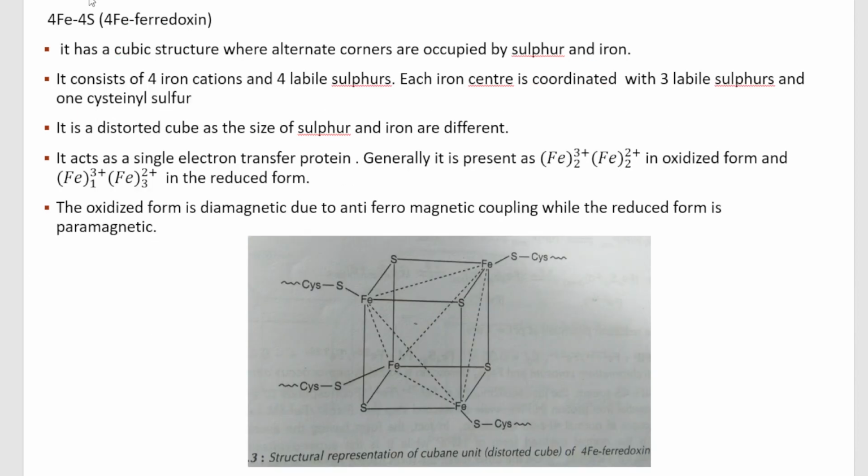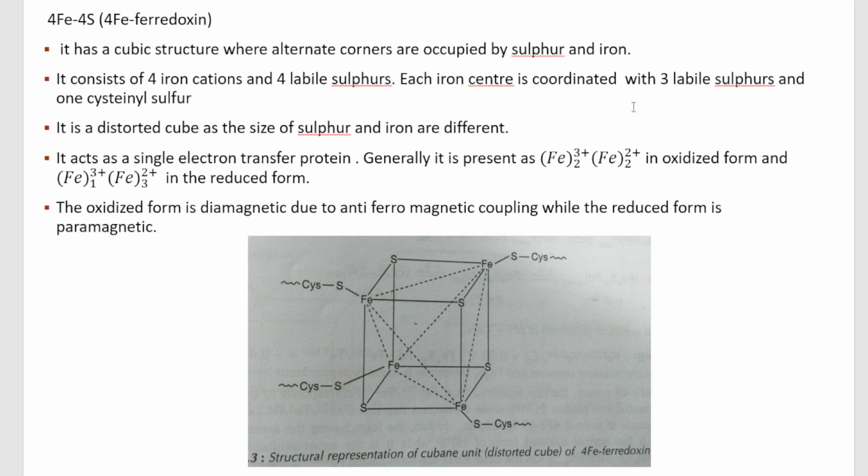Next is 4Fe-4S or 4Fe ferredoxin. As you can see, there are 4 Fe centers here and it has a cubic structure, and alternate corners of the cube are occupied by iron and sulfur. So you can see one Fe, sulfur, iron, sulfur, iron, sulfur, iron, sulfur. So it consists of 4 iron cations and 4 labile sulfurs. As you can see, 1, 2, 3, 4, 4 sulfurs and 4 irons which form the part of the cube.